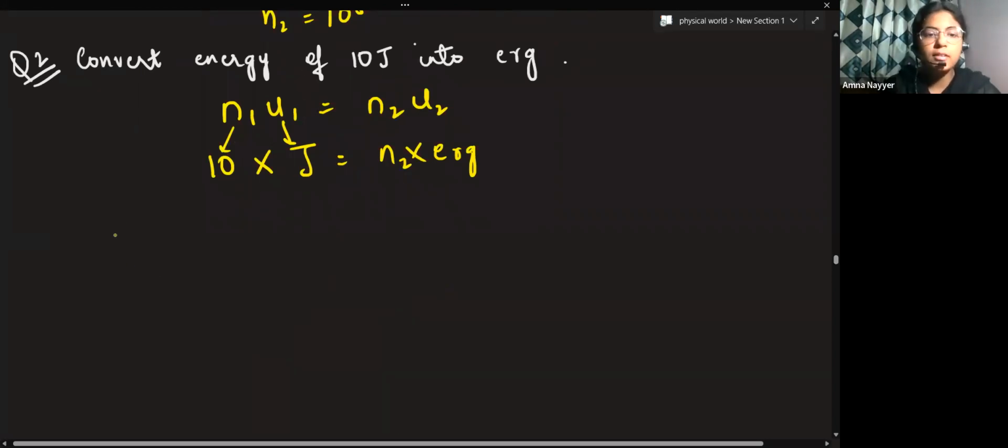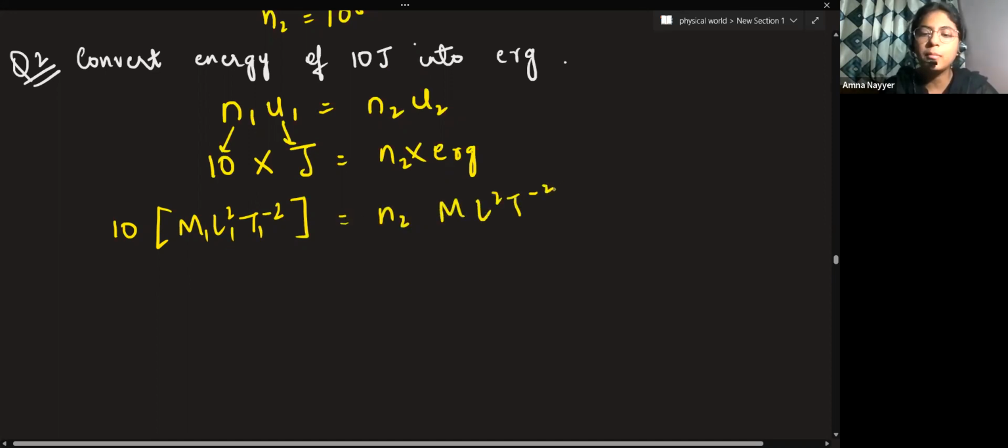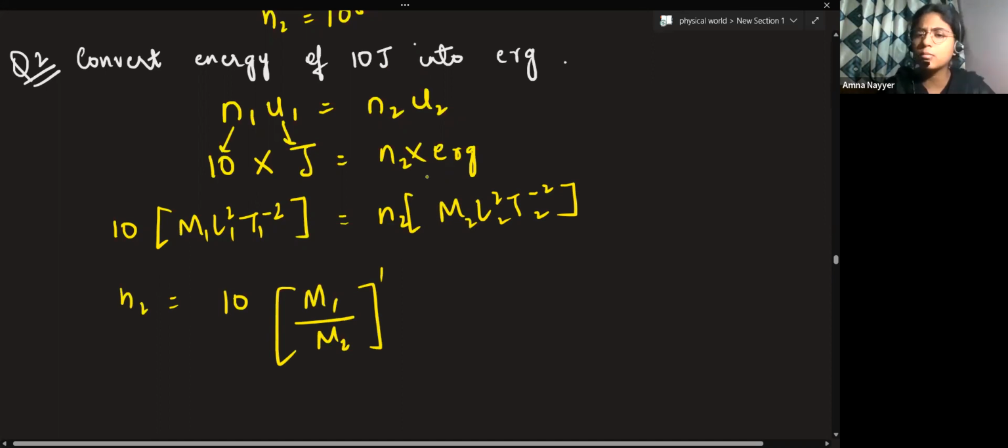Now let's write it for energy. For energy, it is what? M L square T to the power minus 2. This is the dimension formula for energy. So this is M1 L1 square T1 to the power minus 2 for the first unit, and M2 L2 square T2 to the power minus 2 for the second unit. We have to find out N2. N2 will be equal to 10, this whole term getting divided by this term. So mass getting divided by mass, and the whole power is 1, since both the masses have the power 1. Length, L1 by L2, both the lengths have the power 2.